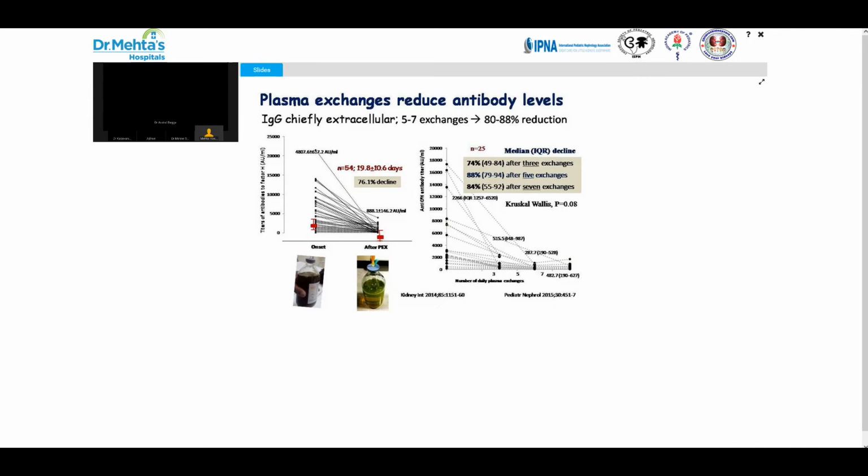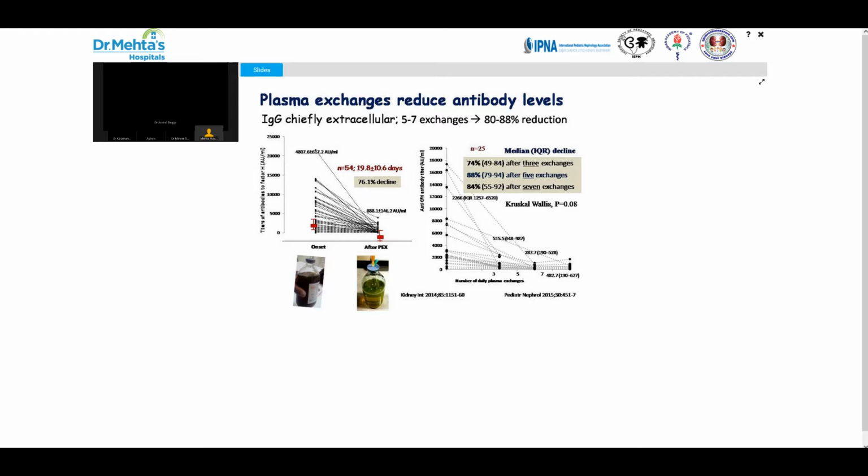We've also shown that because this antibody is IgG, doing plasmapheresis leads to a rapid decline. So just 5 to 7 plasma exchanges would lead to a reduction of antibodies by almost 80 to 85%, as is seen here. Because being an IgG antibody, it's chiefly in the intravascular compartment. And as you can see, just 5 exchanges would lead to a total depletion, as you see on the figure on the right-hand side.